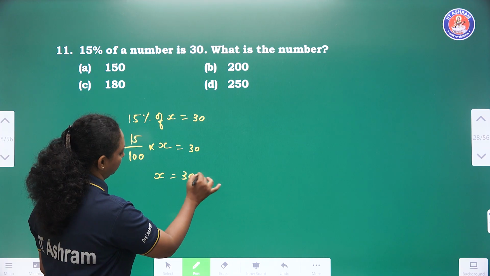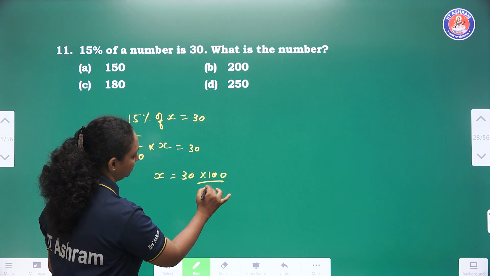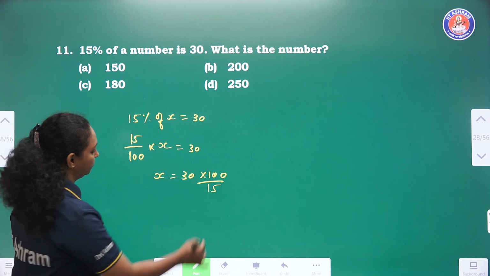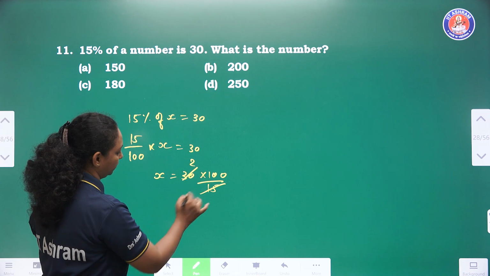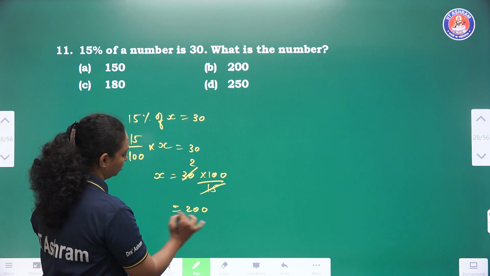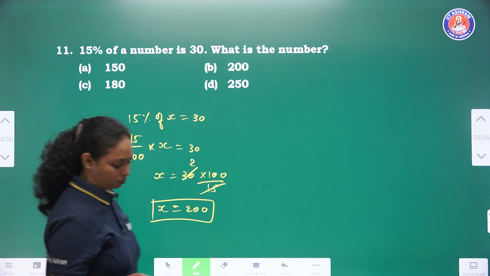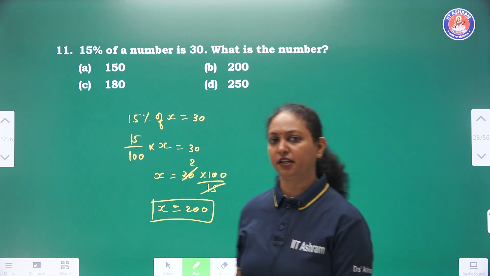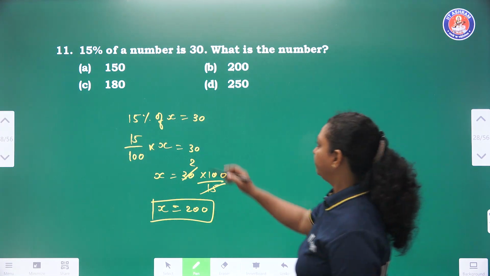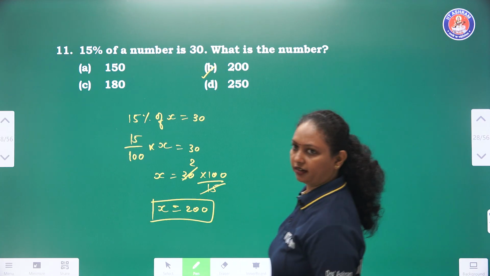x is equal to 30 into 100 upon 15. Transposition. 15 2s are 30 and 2 into 100 is what? 200. So what is the value of x? That is 200, and x we have assumed for a number, so that number is 200. So 15% of 200 is what? 30.